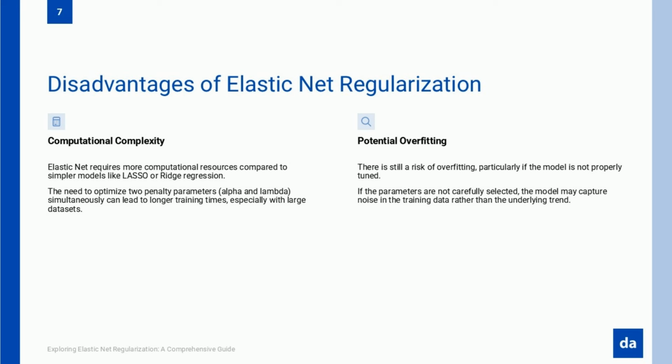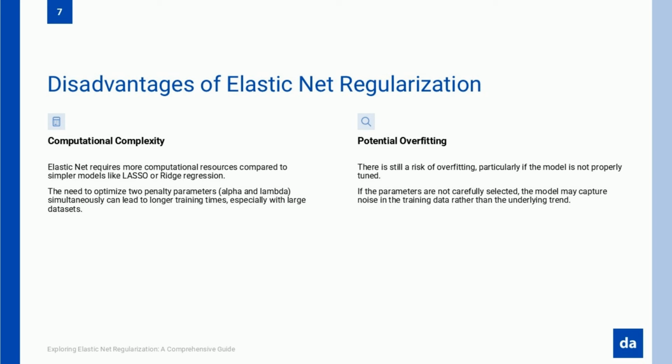And finally, Elastic Net isn't always necessary. If your data has no multicollinearity, Lasso might be enough. If you don't need to remove any variables at all and just want to shrink coefficients, Ridge could be the simpler and faster choice. In other words, Elastic Net shines when you have a lot of correlated predictors and need a balance of feature selection and shrinkage. But if that's not your situation, you might be overcomplicating things for no reason. So while Elastic Net is a powerful tool, it's not a one-size-fits-all solution. The key is knowing when to use it and when to go with something simpler.